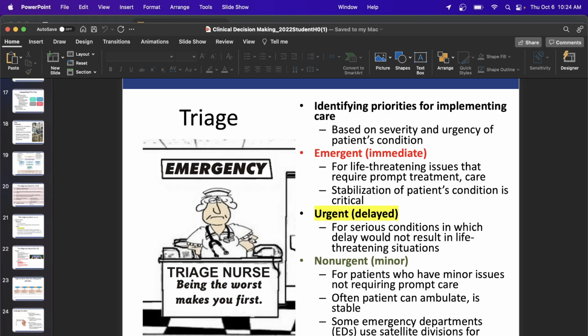Obviously emergent, which is in red, this is life-threatening. There's no waiting on that. There's no question about waiting on that. We have to stabilize the patient who's critical.